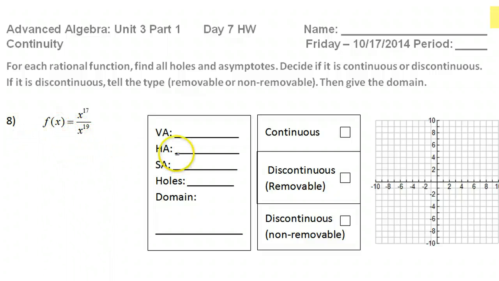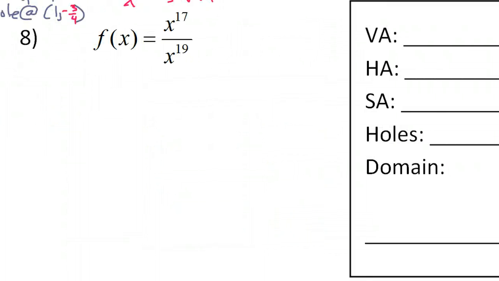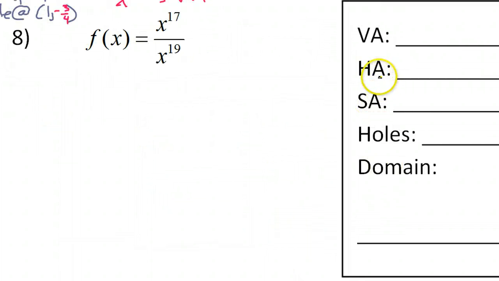Alright, so let's take a look at number 8 and talk about vertical asymptotes, horizontal asymptotes, slant asymptotes, holes, domain, and continuity. First, let's talk about horizontal asymptotes. For horizontal asymptotes, you look at the degree of the numerator and the denominator. That tells you what situation you're in.